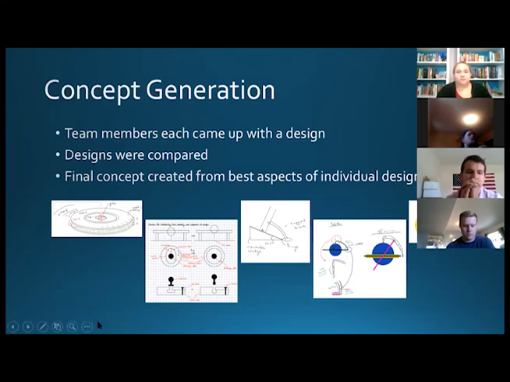All these designs were put into a decision matrix and compared against each other. The final design took the best elements that we considered from each of the separate designs to be able to satisfy the concept and specifications most effectively.